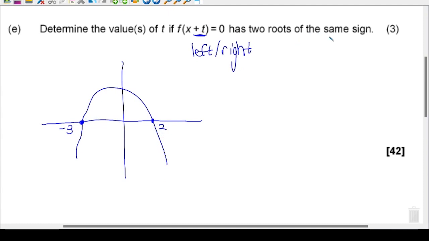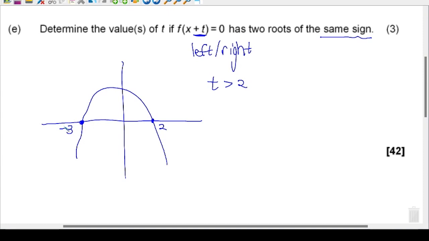Now the question is, I'm going to move this graph left or right, and I want the roots to be of the same sign. Now I'm hoping that what you can see is that if I move it left by more than 2, then both of the roots will be negative. Okay, if I move that whole graph left by more than 2, both of the roots will be negative. Now remember, to move it left, I actually need to add an amount. So I must add more than 2.